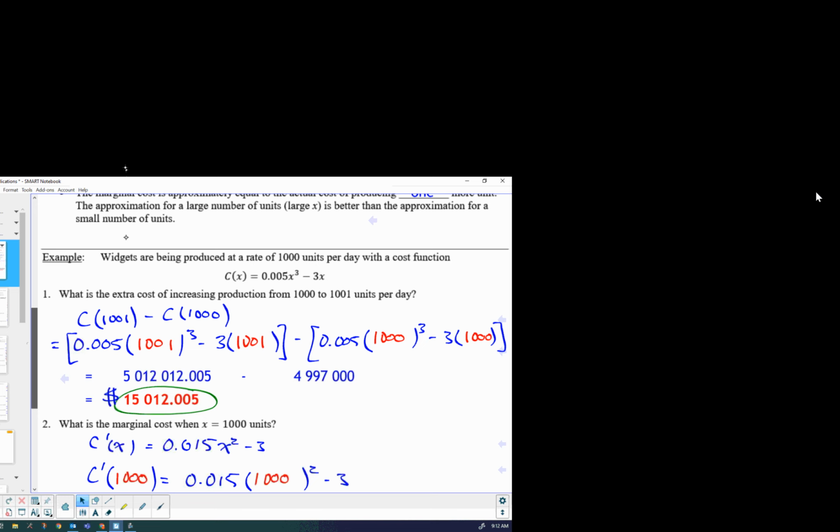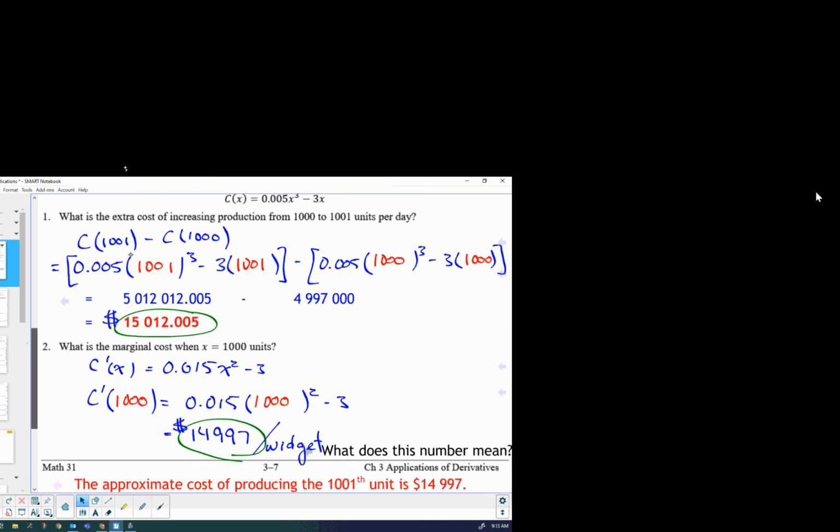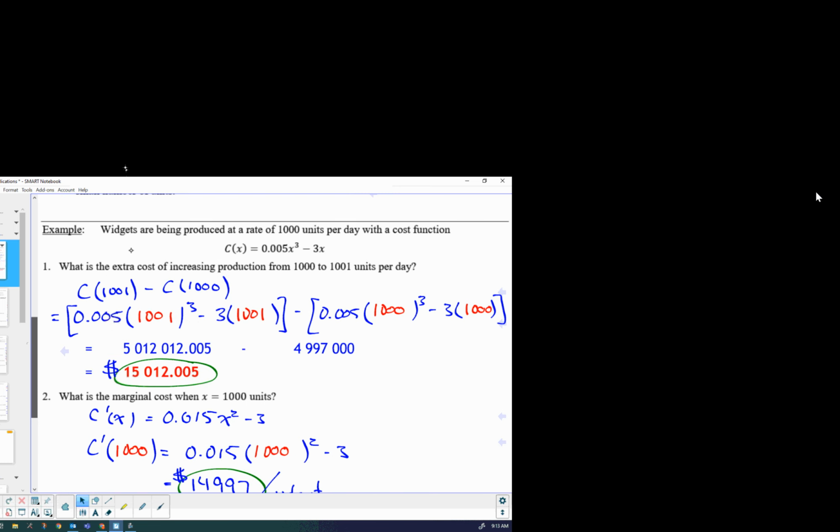But if we plugged in a different number here, like suppose you put in 2,000, then the number would change. Yeah, so the cost for that 2,001st widget would be different than the cost for the 1,001st widget. Yep. Because cost changes as I have a different number of units I'm producing.